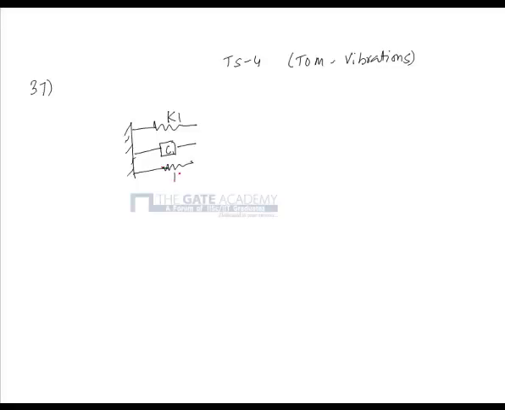Let's discuss question number 37 from test series 4. This is from theory of machines, basically the vibrations part. A system is given where you have a spring K1, then in between a damper C, and then another spring K2, and all these three are connected to a mass M, which is on a roller.